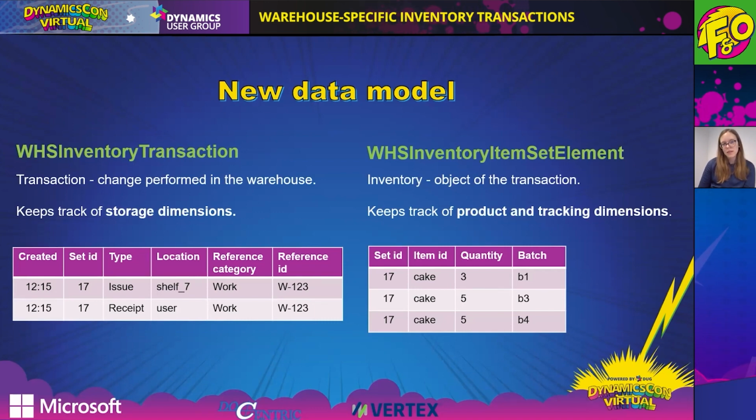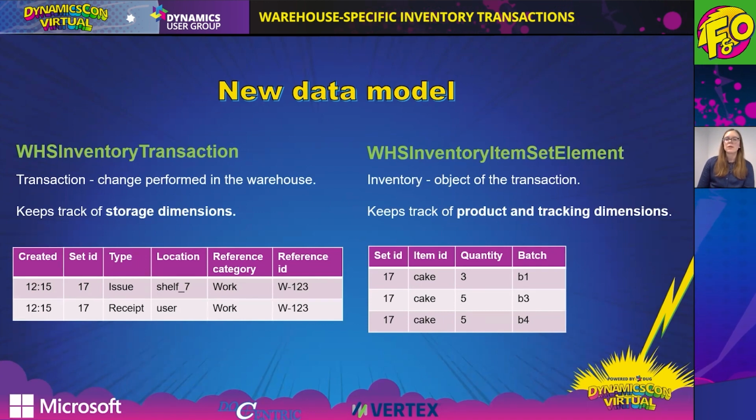The second table, WHS inventory item set element, describes inventory that is the object of the transaction. It tells us the item, the quantity, and the dimensions, that are product and tracking dimensions. And this split between storage dimensions and product and tracking dimensions actually seems pretty natural.